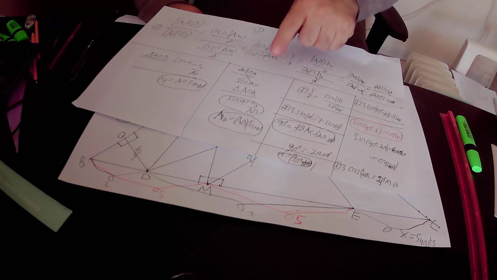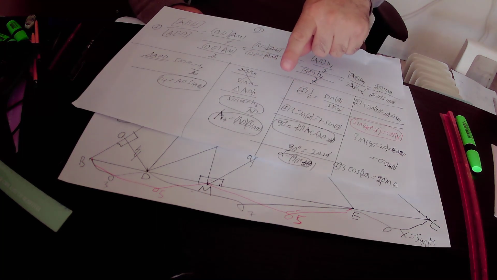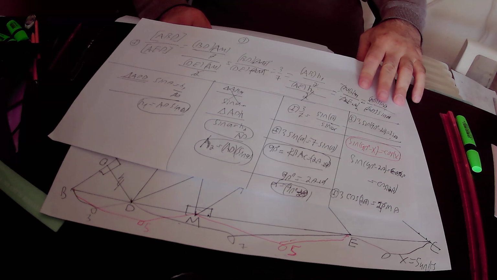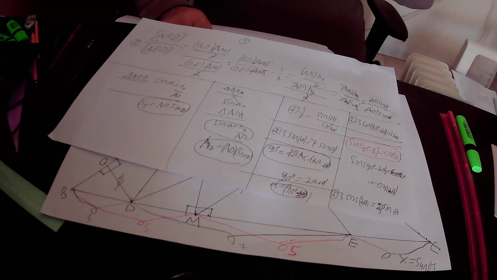Sine alpha equals H2 over AD. We multiplied this equation by AD and found that H2 equals AD times sine alpha. AD over AD is 1, so it cancels. We are left only with 3 over 7 equals sine theta over sine alpha.